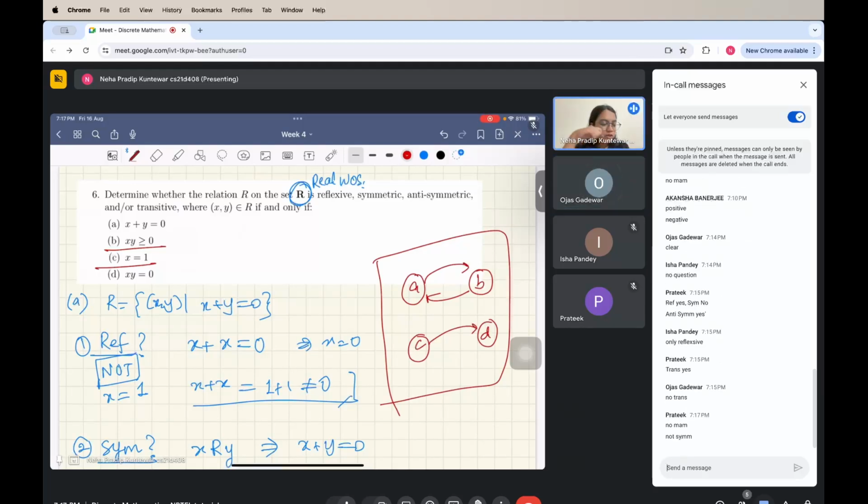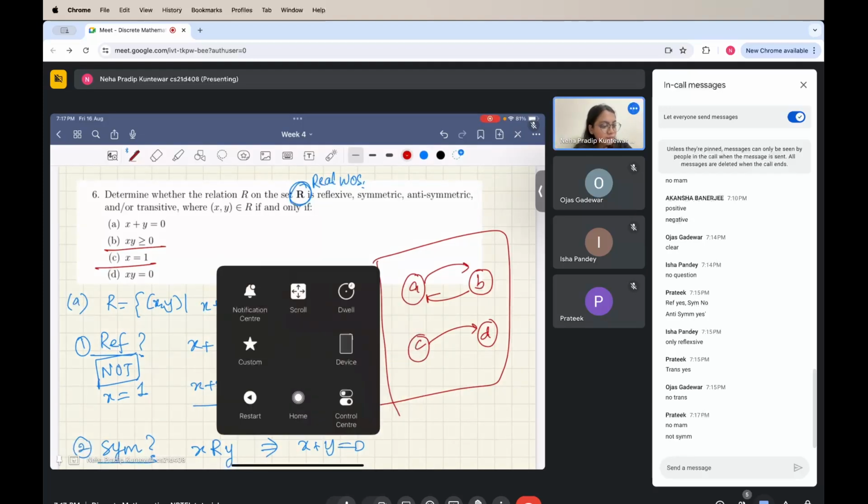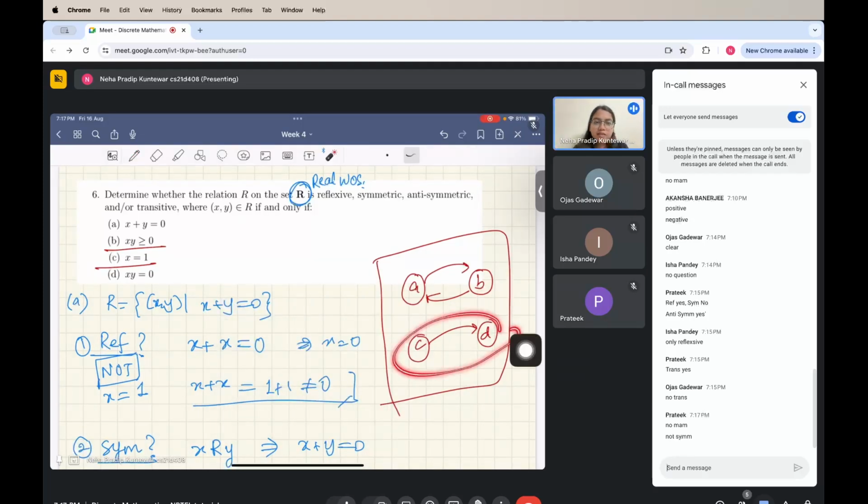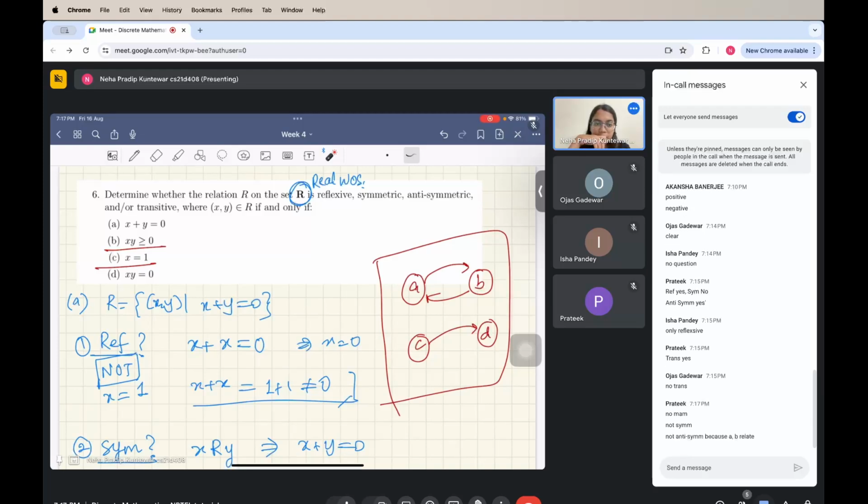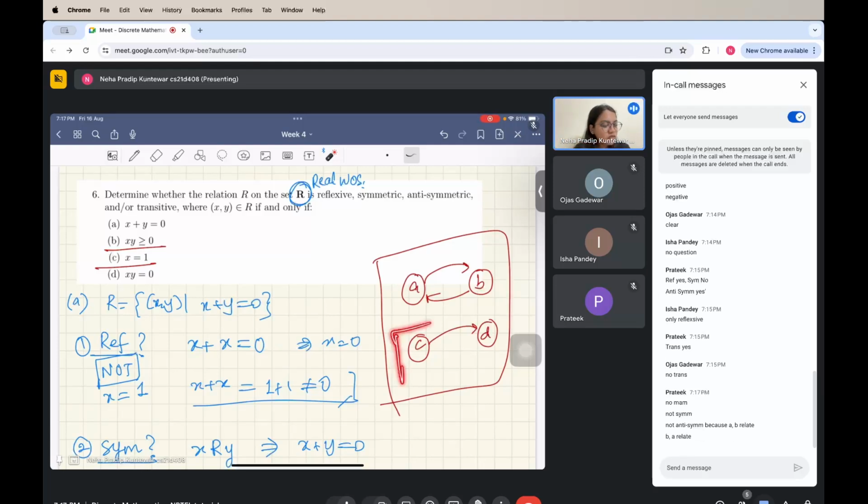No, ma'am. Good. So Pratik and Ojas, both of you think this is not symmetric because C and D are related, but D and C are not related. So the property of symmetry is violated at this point. And what can you say about antisymmetric? Is this relation antisymmetric? Good. So Pratik says that this is not antisymmetric simply because it's true here that C is related to D and D is not related to C.